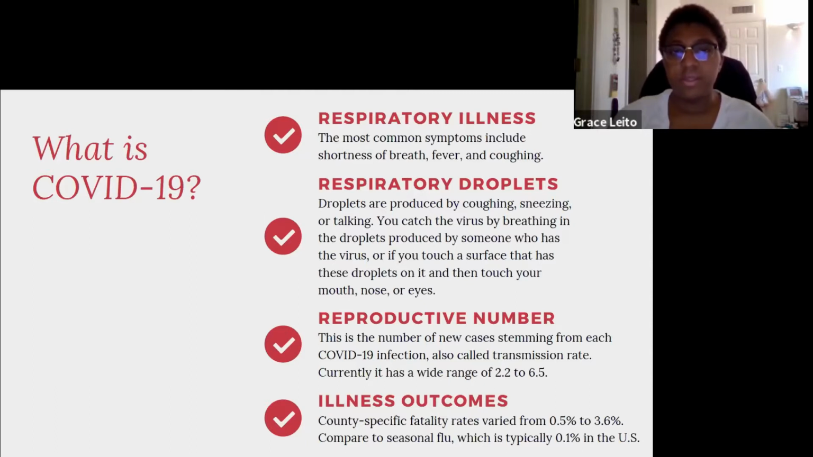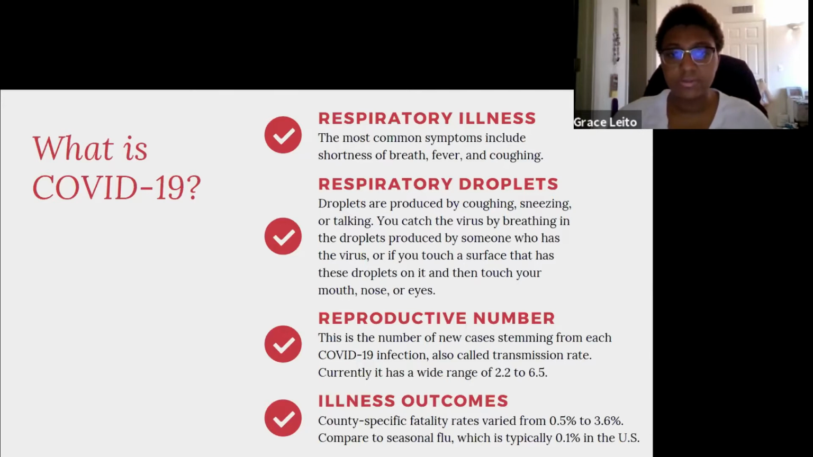So the reproductive number is a term that means the transmission rate. It basically means if one person is infected, how many people they are likely to infect. This is the number of new cases stemming from each COVID-19 infection, and it has a wide range of 2.2 to 6.5.